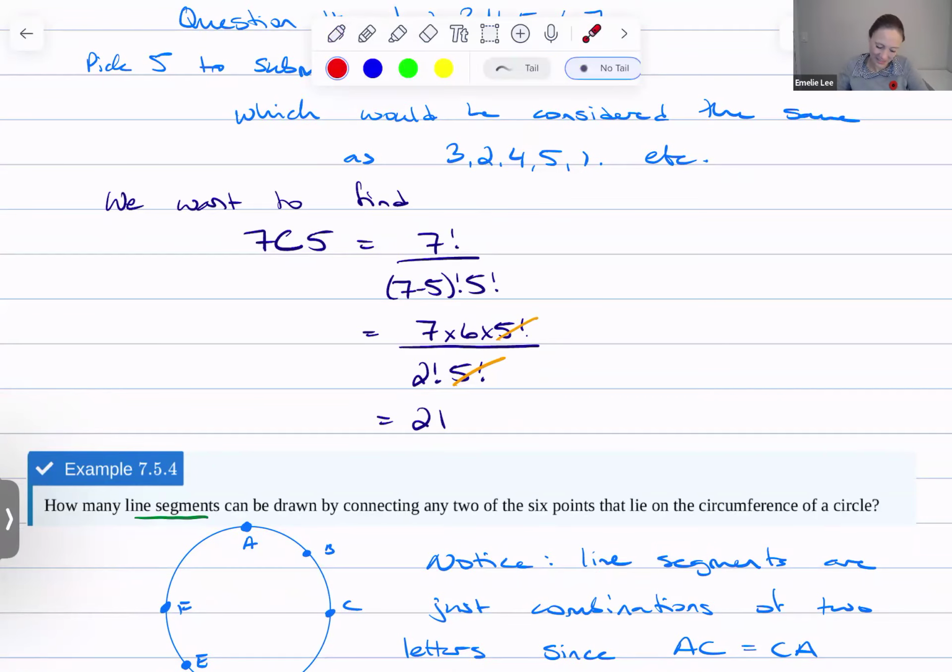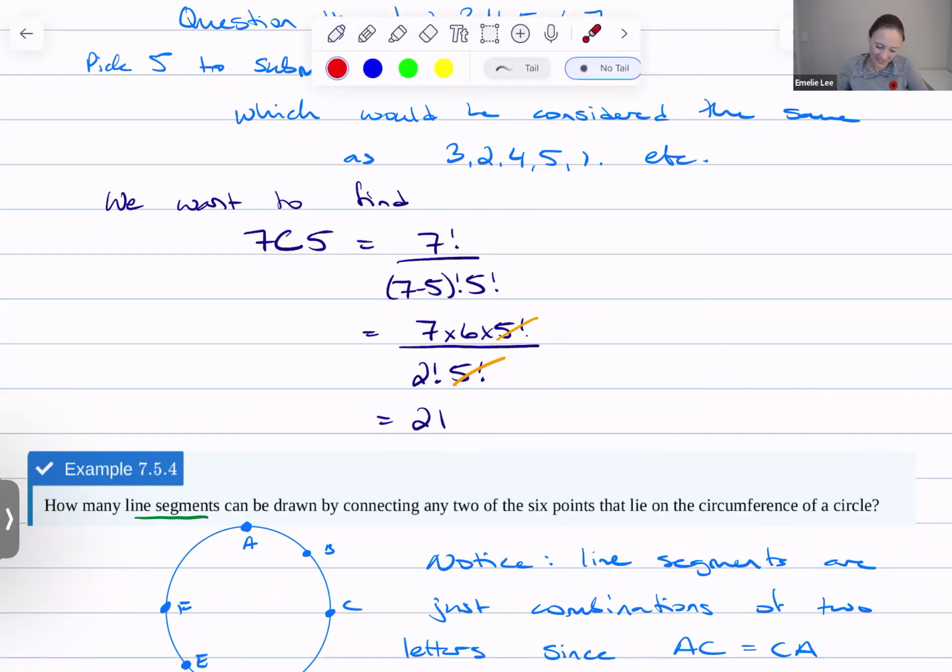This next one is a little bit sneaky. I've gone ahead and drawn out the scenario. How many line segments can be drawn by connecting any two of the 6 points that lie on the circumference of a circle? So let's say you have A, B, C, D, E, F, right? Then I have 6 points on a circle.